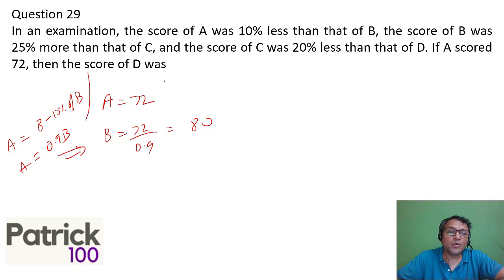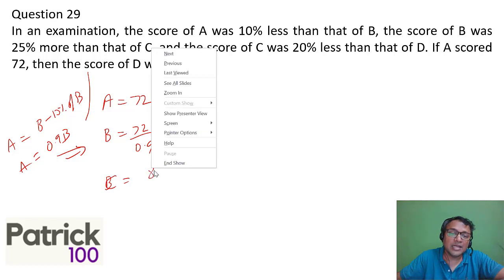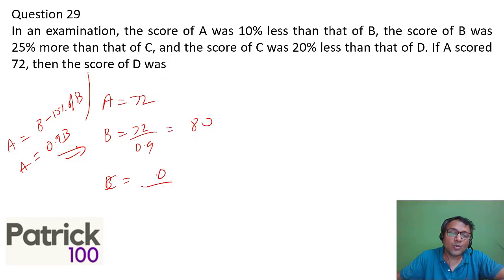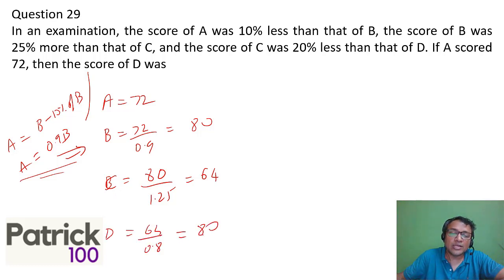Now, they've said B was 25% more than C. So if B was 25% more than C, that means C will be B upon 1.25, that is 80 upon 1.25. If you solve this, you should get 64. You can use the same logic. And C was 20% less than D. So D will be 64 upon 0.8, which will come to 80. You can get the answer as 80.